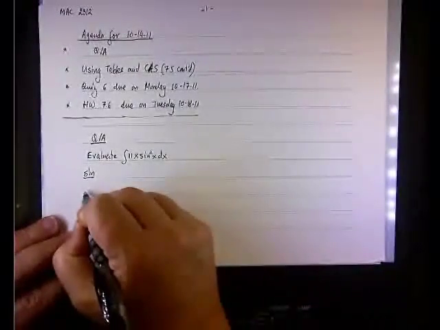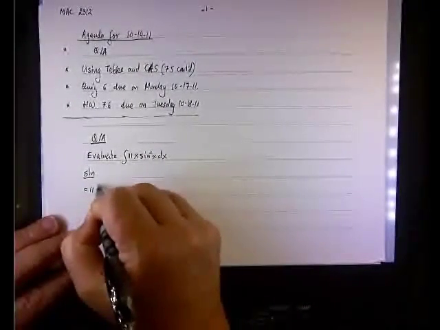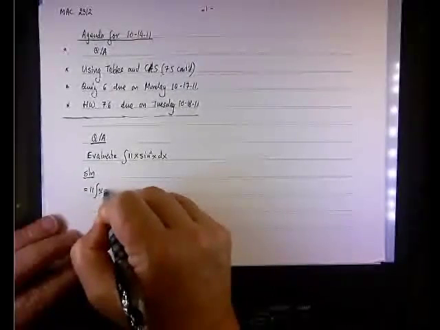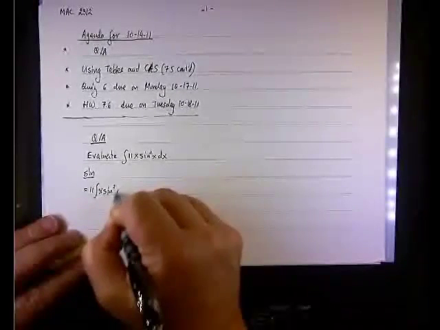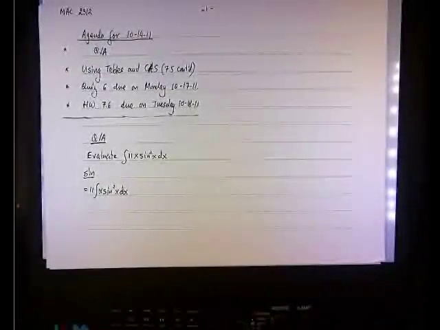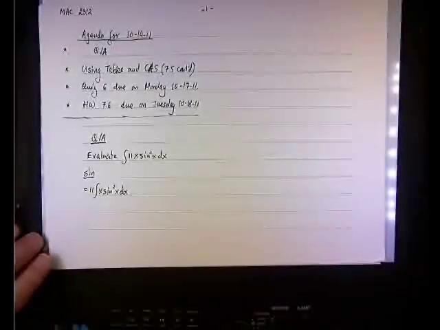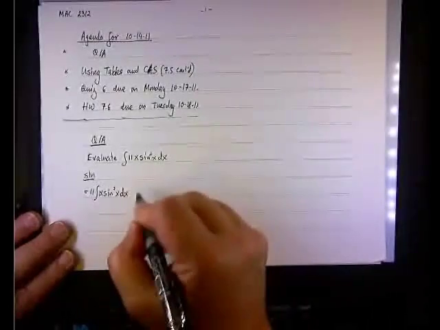Okay, I can pull out the constant. I'm talking about integration strategy here. Use the double angle identity. Very good.